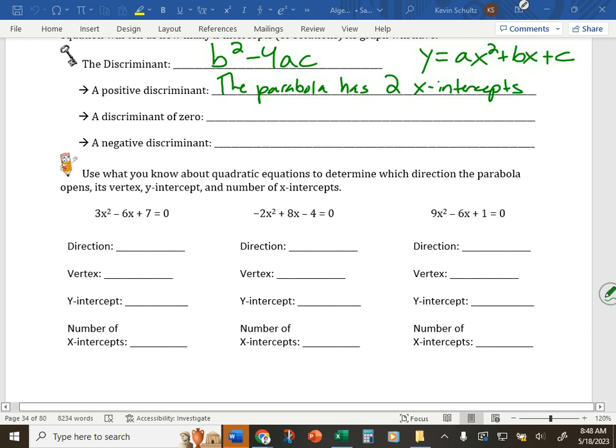If the discriminant equals 0, if b squared minus 4ac equals 0, it means the parabola has 1 x-intercept. That looks like an L, I should put a larger space there. It means the parabola has 1 x-intercept. Doesn't tell us what it is, just that it has 1.